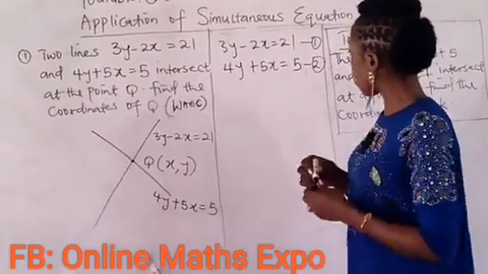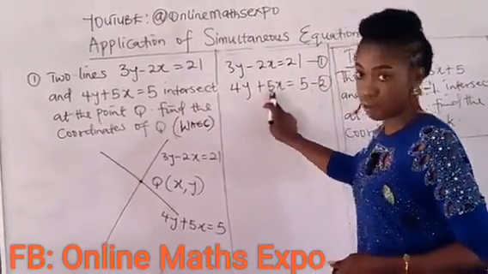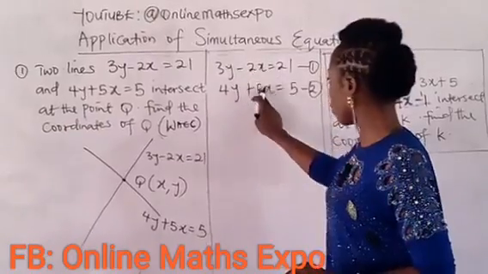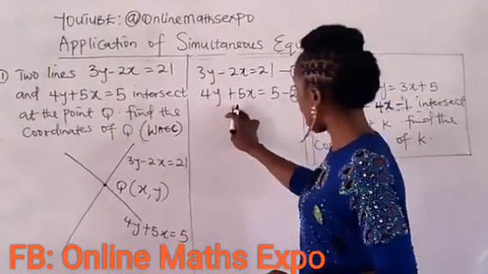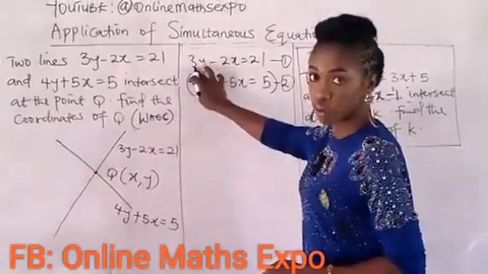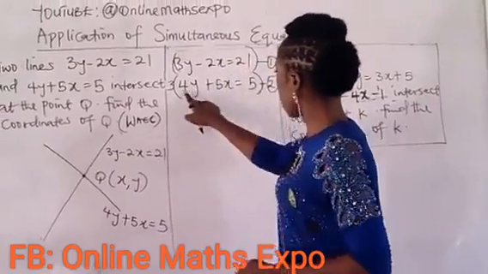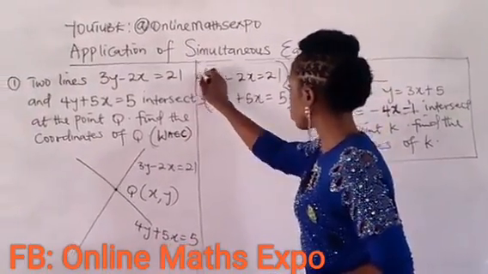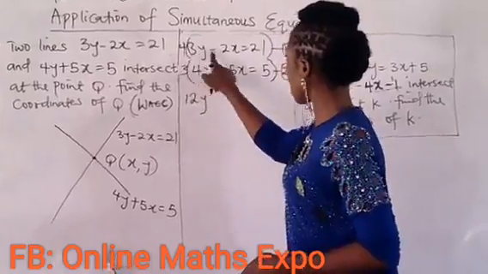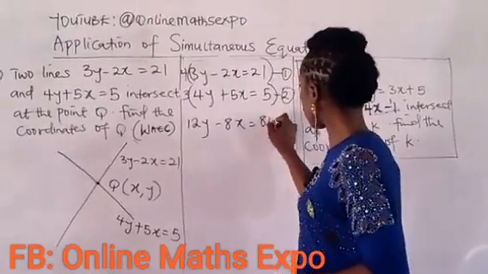By doing so, remember what we treated earlier. The coefficients are not the same for y, and they are not the same for x. So we are going to make them the same. Whether you make the coefficients of y the same or that of x the same, if we are going for y, we multiply the whole of equation 2 by the coefficient of y in equation 1, which is 3. Then for equation 1, we multiply everything by the coefficient of y in equation 2, which is 4. So 4 times 3y will give us 12y, 4 times minus 2x will give us minus 8x, and 4 times 21 will give us 84.